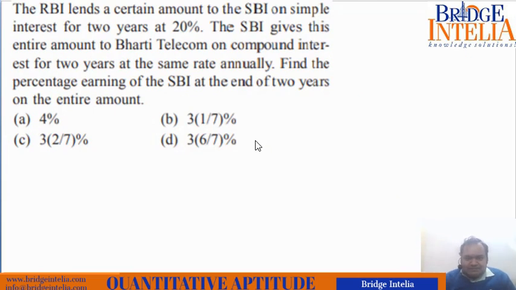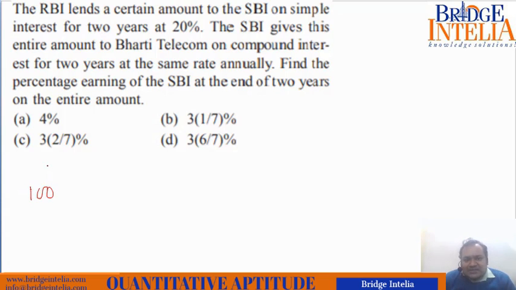So let's see what this question is. The RBI lends a certain amount to SBI on simple interest for 2 years at 20%. So RBI is giving at simple interest to SBI. What is SBI doing? The SBI gives this entire amount to Bharti Telecom on compound interest for 2 years at the same rate annually. Find the percentage earning of the SBI at the end of 2 years on the entire amount. Okay, fine. So assume the amount to be rupees 100.